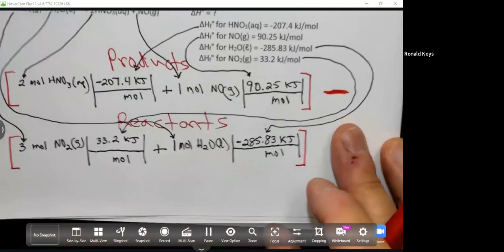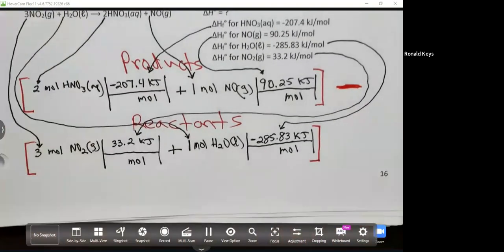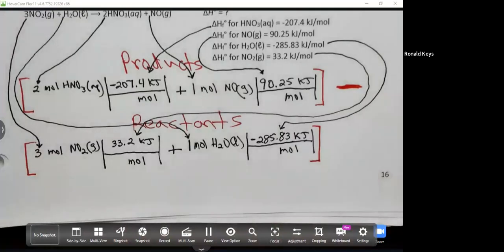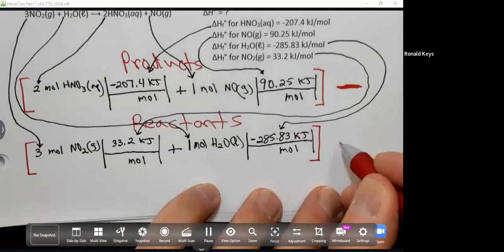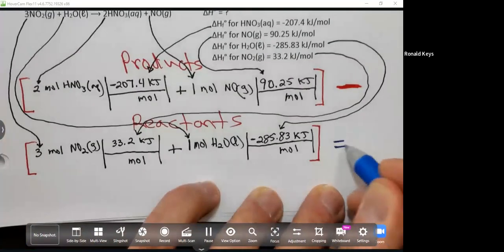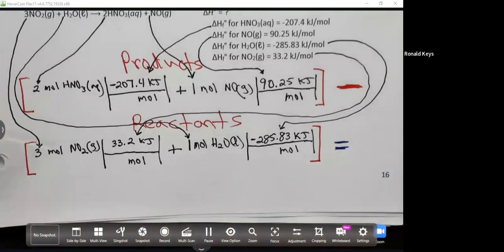All right, let's grab your calculator. You could use parentheses in your calculator. Let's see if we can get one number. I'll put my equals in blue, I guess. Let's see if we get one number out of that.